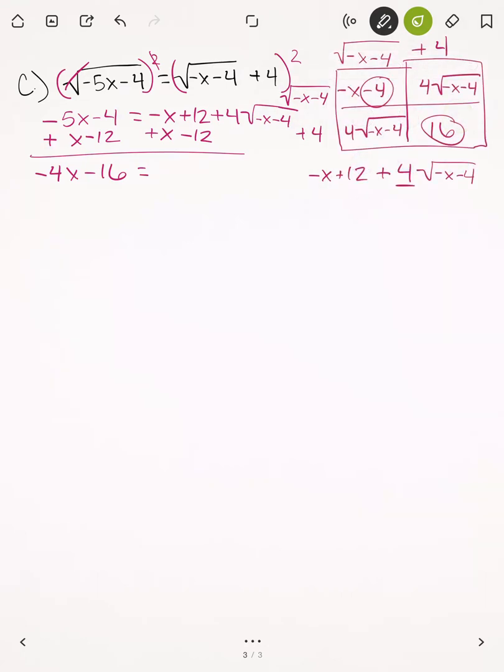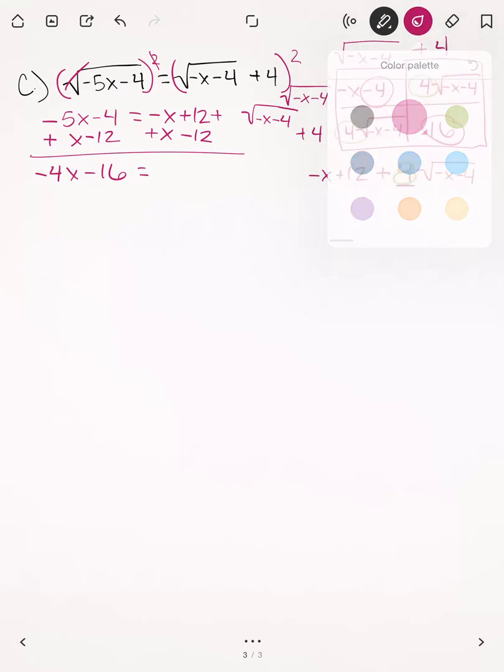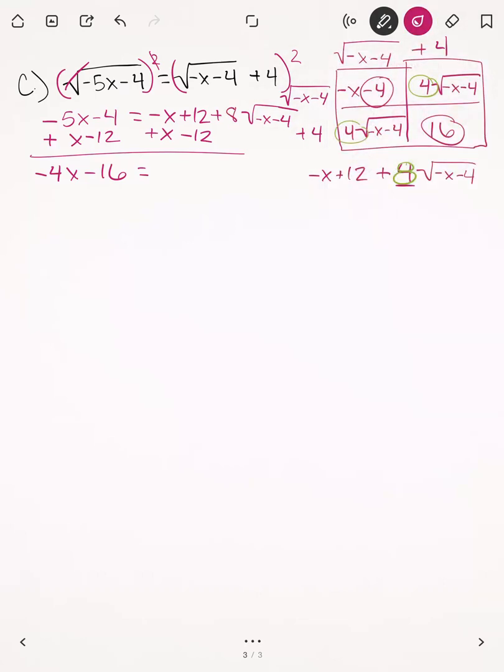So correction, stop, look. 4 plus 4, that is an 8. So I need to fix that right here. This should be an 8. Again, I messed up. I did not combine my like terms. So my like terms right here, 4 plus 4 is 8, square root of negative x minus 4. Okay, so these cancel out here. I'm left with 8 square root of negative x minus 4.